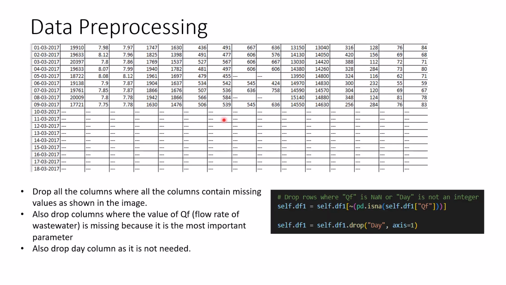The first step in pre-processing is dropping all the rows that don't contain any values. For this 10th March, there are no values, so we drop the entire row. Also, we drop the values where QF doesn't exist because it is the most important parameter. Since QF is the flow rate of the water, if it is not flowing, then there is no need of measuring other features. Along with these, we also drop the date column as we don't need it for our prediction.